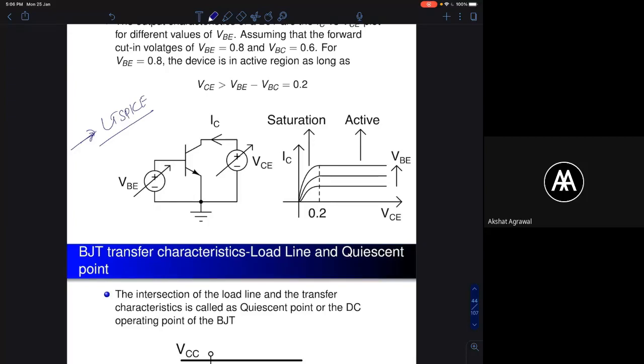Okay, so what we do is, for example, if you want to plot these characteristics on a software, or you can actually take a discrete bipolar junction transistor, the 3-legged device I showed you. You take the discrete bipolar junction transistor and apply a DC voltage source between collector and emitter, and between base and emitter, and keep varying both those voltages, and you can actually generate a plot like this.